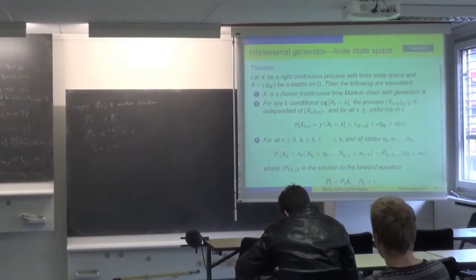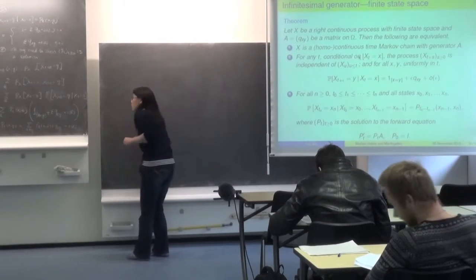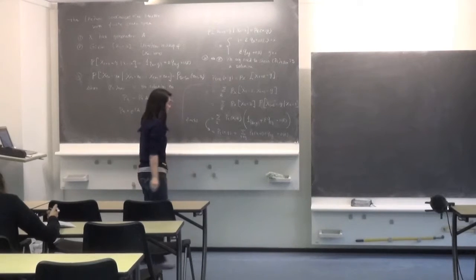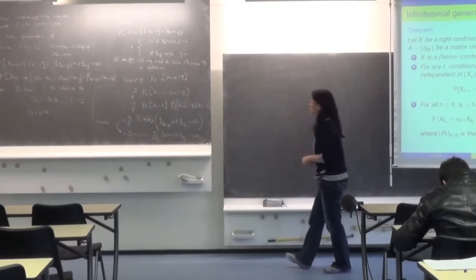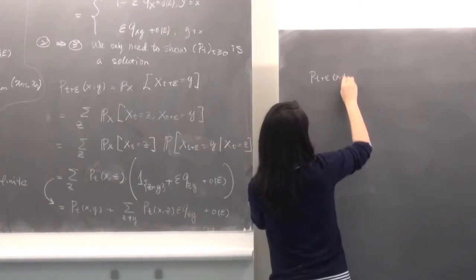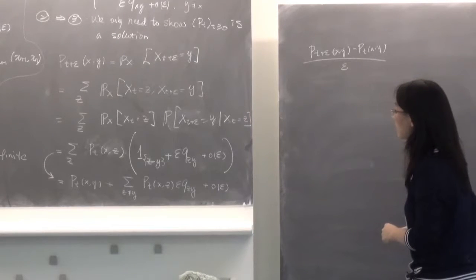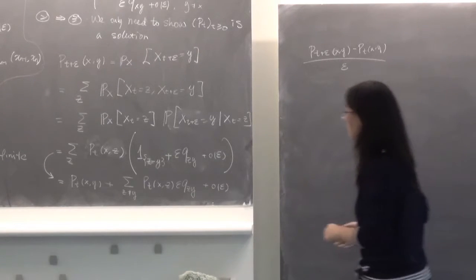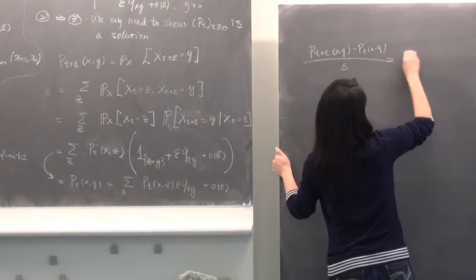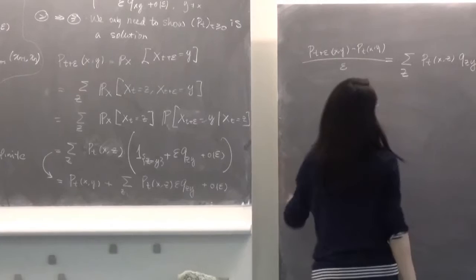Okay, so now, since we have this expression, we can take the derivative. I just want to emphasize that from here to here, we use the fact that the state space is finite. Otherwise, it is not true. So what we have is P_{t+ε}(x,y) minus P_t(x,y), normalized by ε, equals the sum over z of P_t(x,z) times q_{zy}, plus an error term.